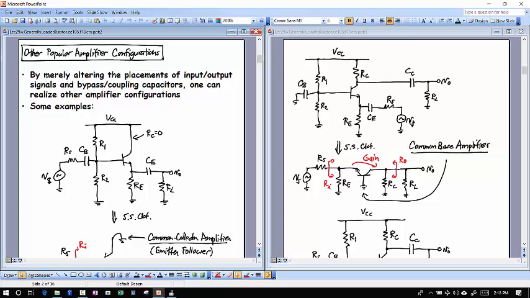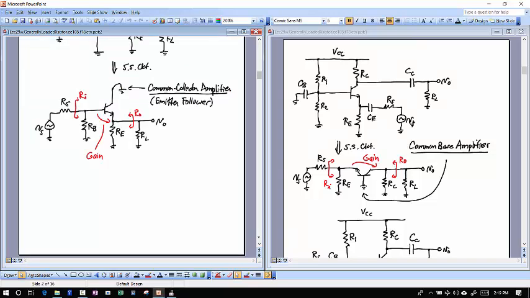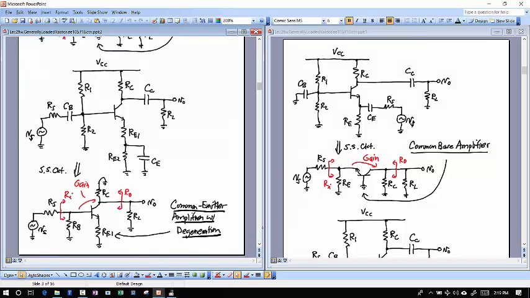Okay, so in this case, if I short out all of these capacitors, I get this circuit, which I've now drawn in a different fashion to emphasize the fact that my input is now going into my emitter, and my output I'm taking out of my collector. So this is a different kind of gain. I have an infinite number of possibilities here, especially as I add more transistors to this.